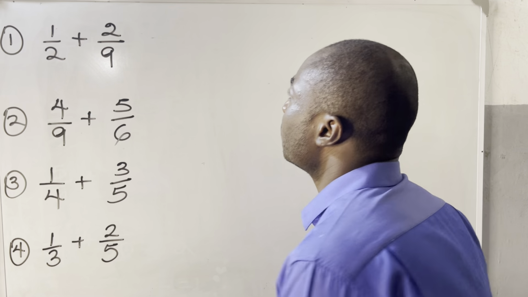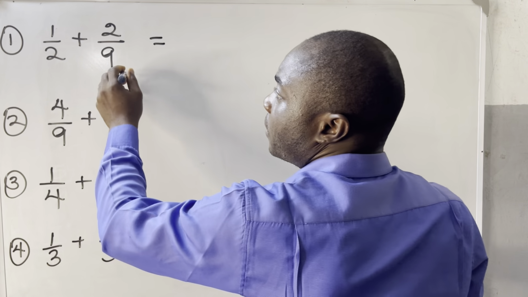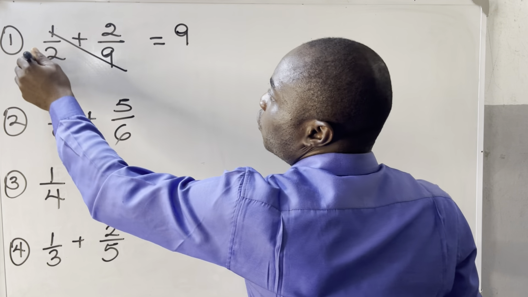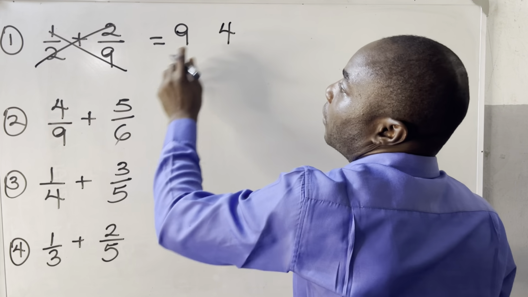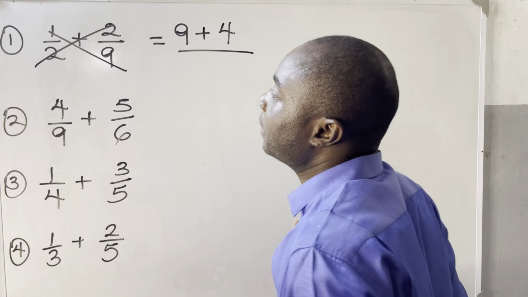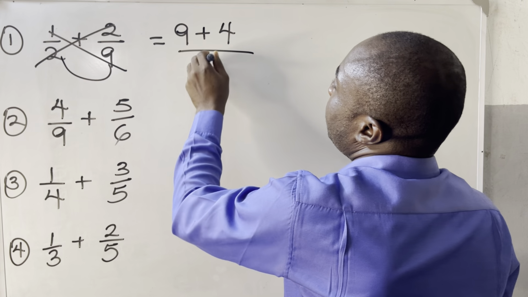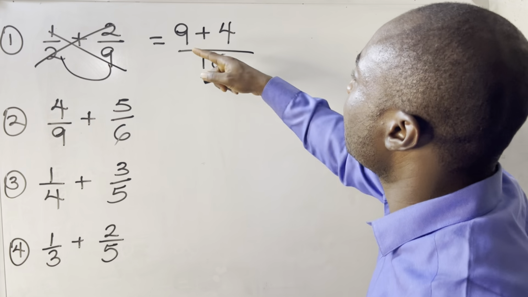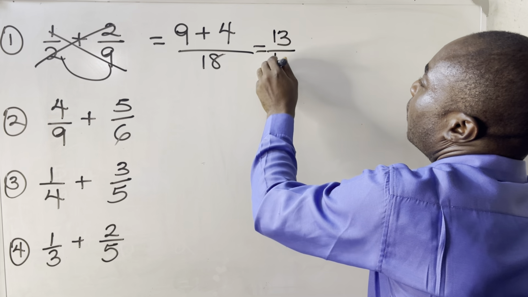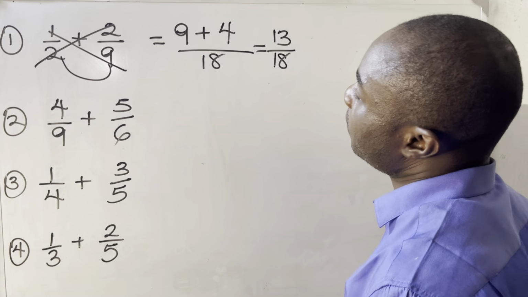In doing this, what we do is 9 times 1, that's 9. 2 times 2, and that's 4. We have a plus sign here, so we'll bring it down. We rule our line. Then 2 times 9 is 18. So we have 9 plus 4, which is equal to 13 all over 18. So our answer is ready.